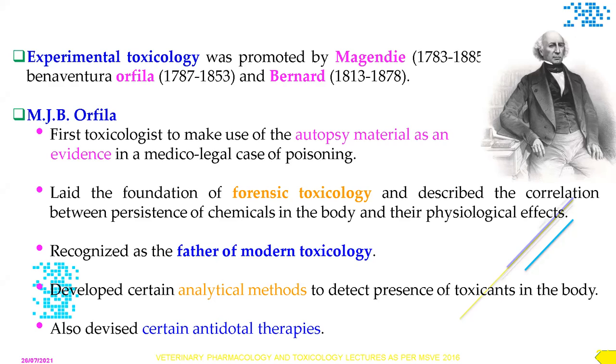He laid the foundation of forensic toxicology and described the correlation between the persistence of chemicals in the body and the biological or physiological effect. So M.J.B. Orfila is considered the father of modern toxicology. He developed analytical methods to detect poisons, especially the presence of toxicants in the body, especially heavy metals. He also devised antidotal therapies for heavy metals.